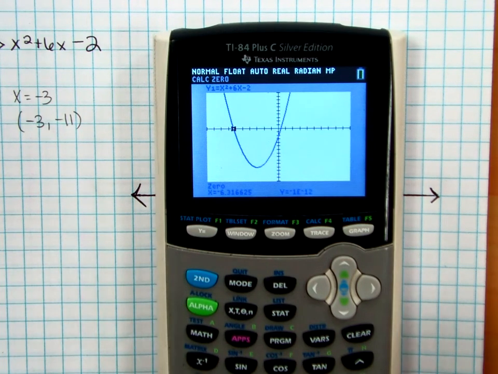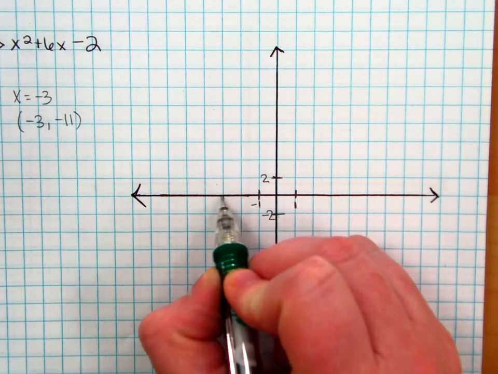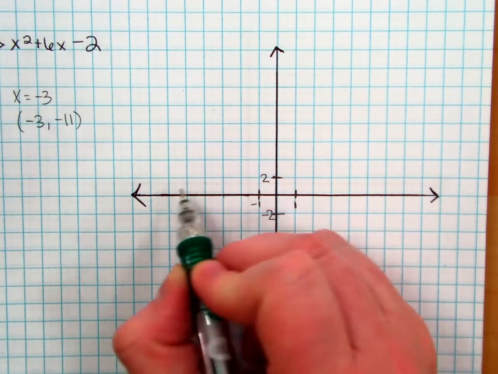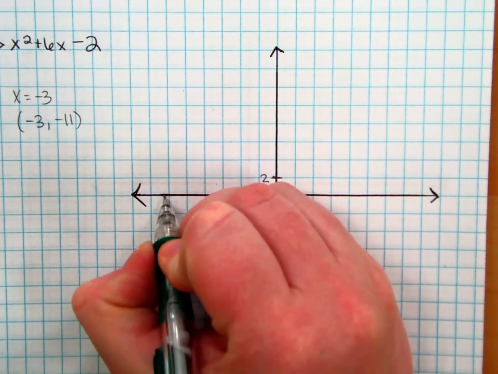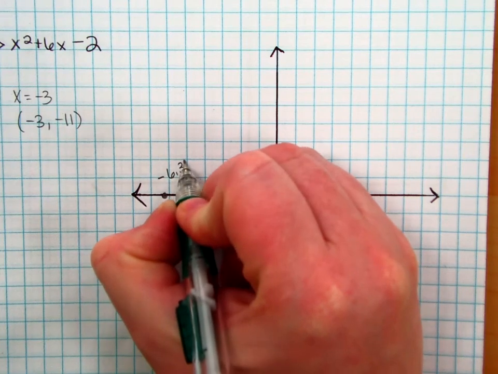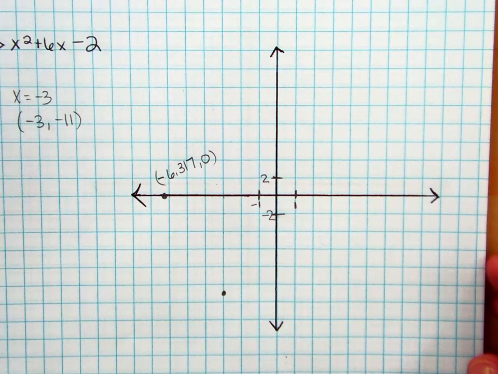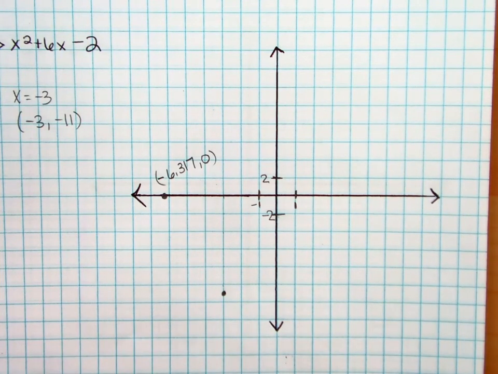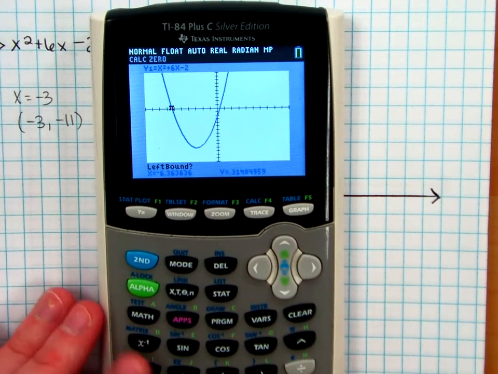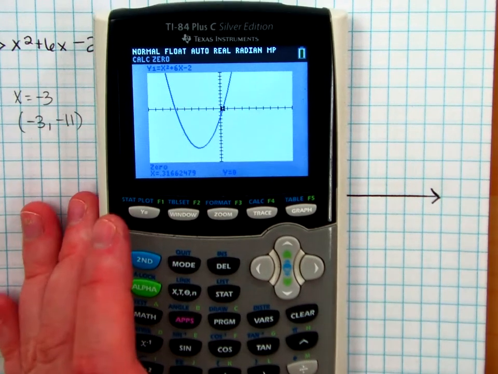So I get -6.3166, so -6.317, comma 0. And then I'm going to get my other zero. On that graph, I'm going to hit -3 for my left bound, and for my right bound I'm going to hit 2, hit enter, and I get 0.3166.